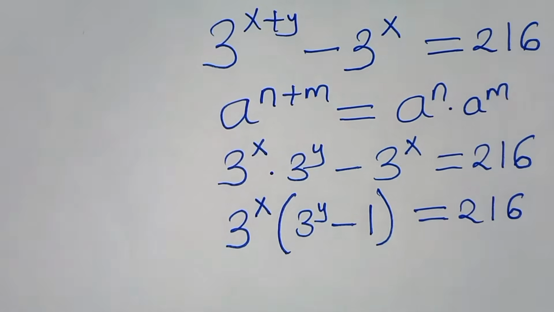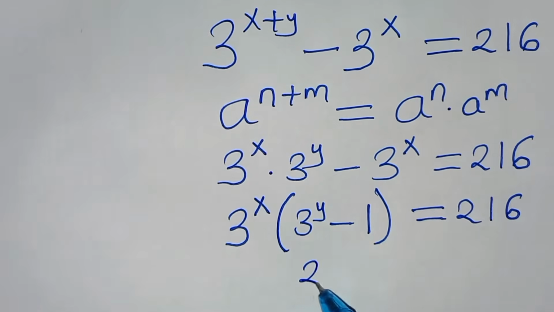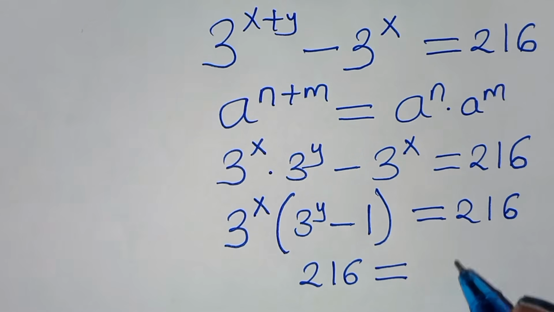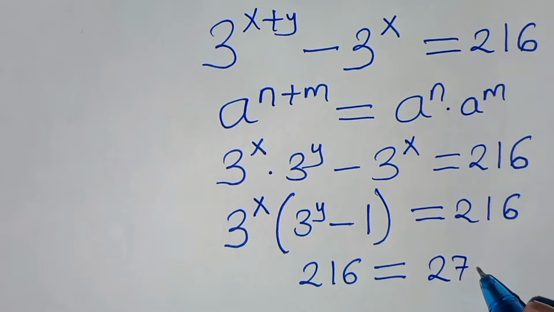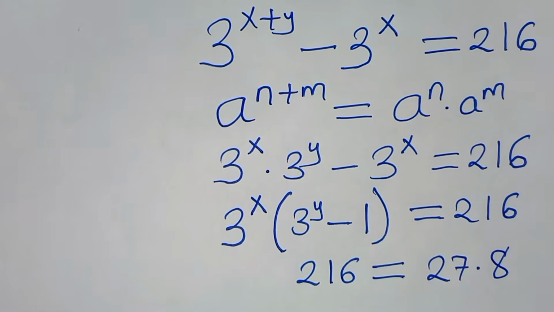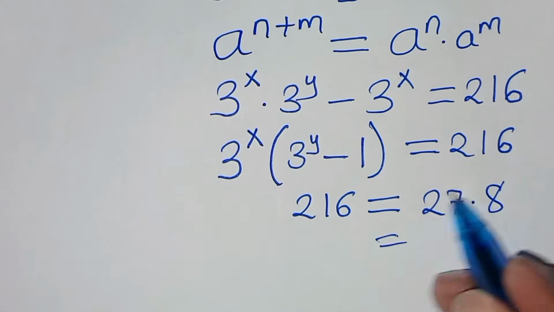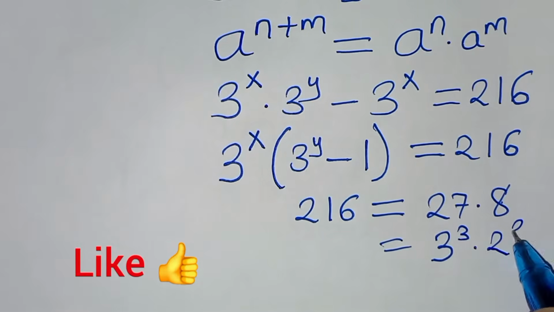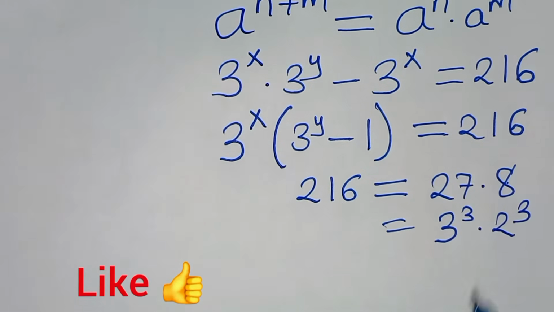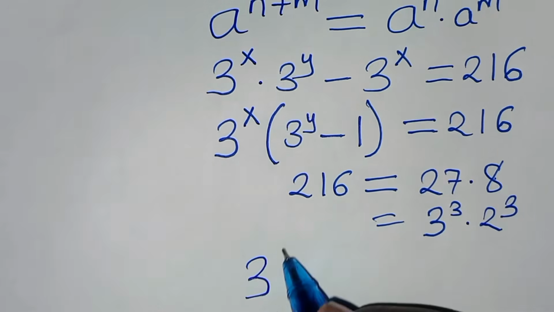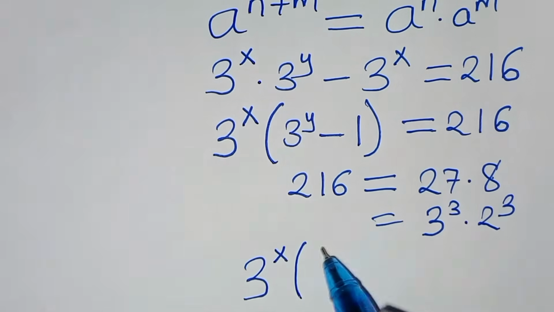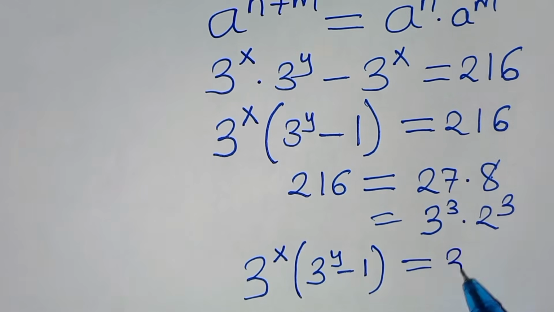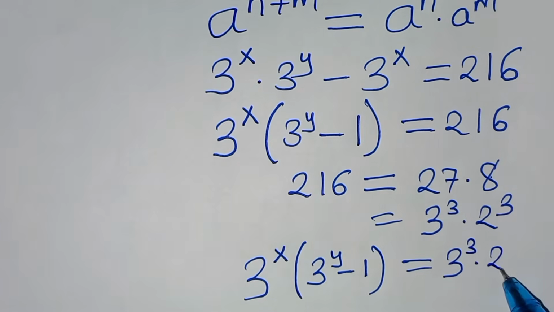Now, the next step from here, we can express 216 basically as 27 multiplied by 8, which we can express further. 27 can be expressed as 3 to power 3 times 8, which is 2 to power 3. Now, substituting this, we have 3 to power x into the bracket here, 3 to power y, subtract 1. This is equal to 3 to power 3 multiplied by 2 to power 3.